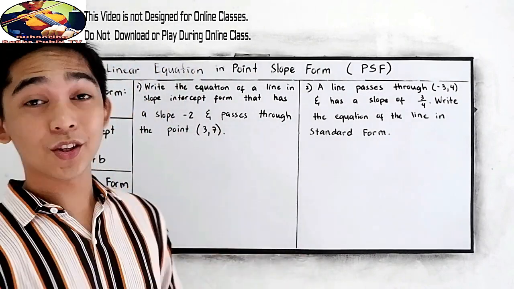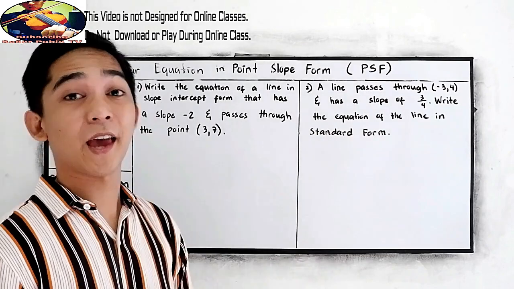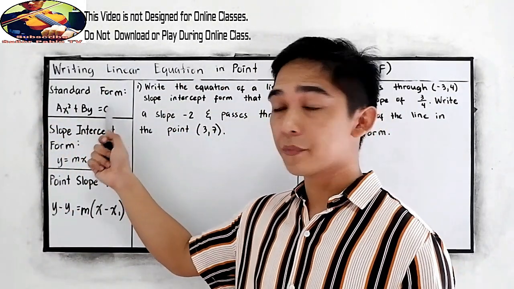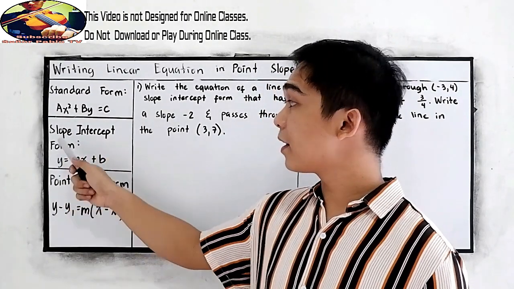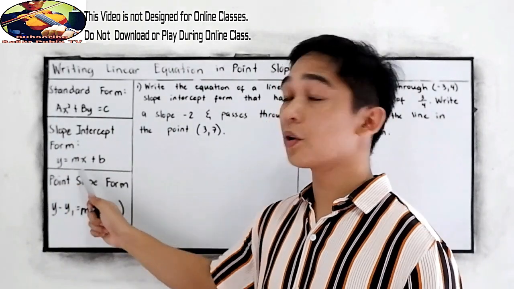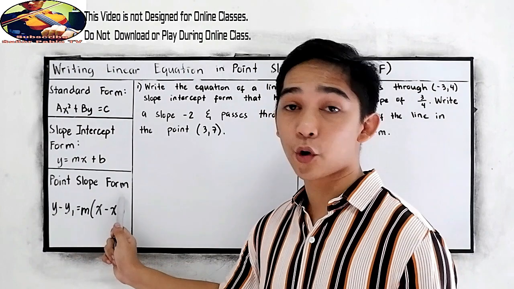Writing linear equation in point-slope form, the PSF. So we already discussed the standard form, ax plus by is equal to c, and the slope-intercept form, the SIF, y is equal to mx plus b, and now we're in point-slope form.